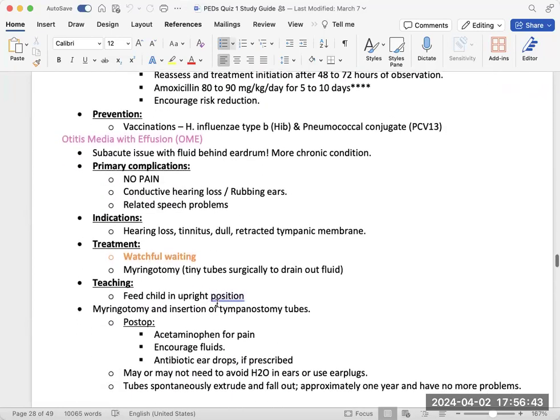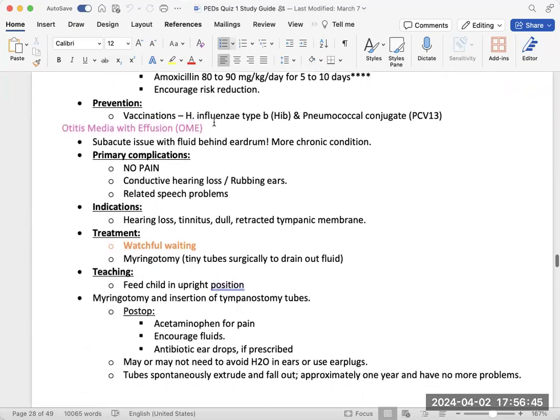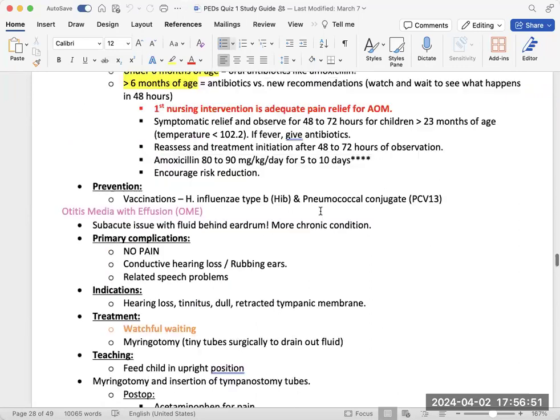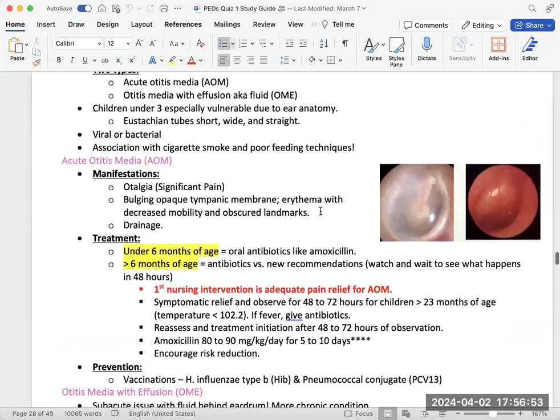And prevention also includes vaccinations like Haemophilus influenzae type B or HIB, and then pneumococcal vaccines as well that can help prevent some of this.